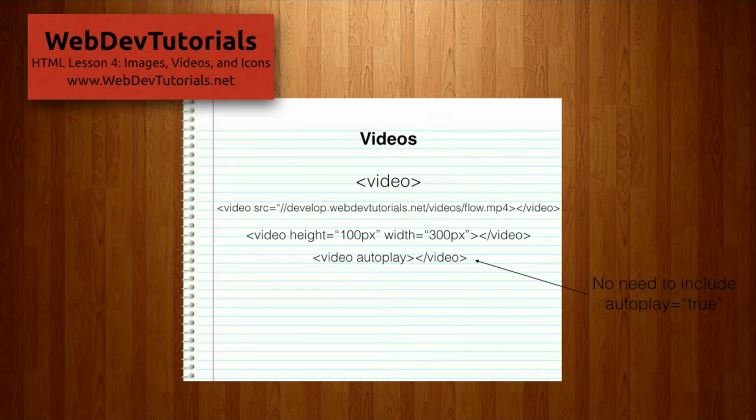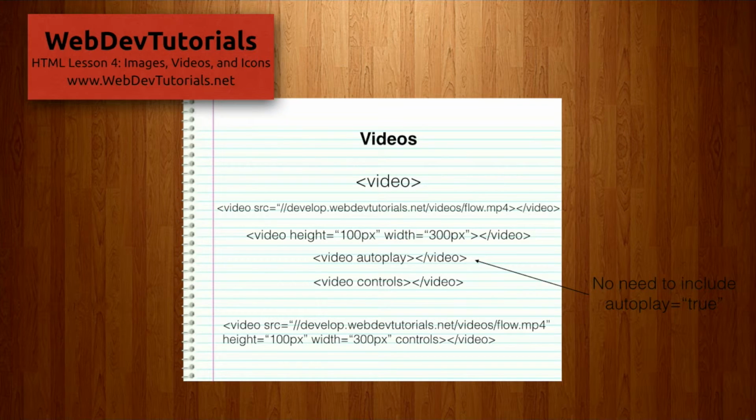Autoplay specifies that the video should play when the page finishes loading. For this attribute, there's no need to type equals true. Simply including the attribute will set it to autoplay. Controls, like autoplay, tells the browser to include play and pause buttons. For the video tag, make sure you close it.